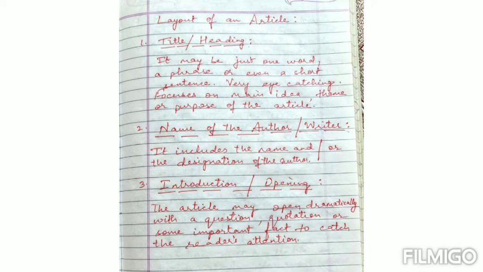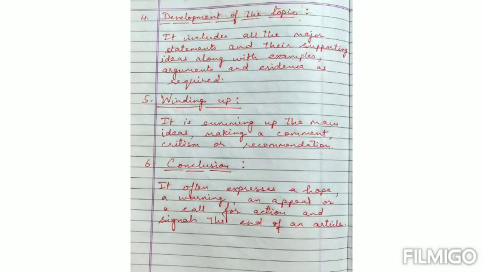The article may open dramatically with a question, quotation or some important fact to catch the reader's attention. Means the opening of the article should be direct. It should directly focus on the topic of the article. After that comes the development of the topic. It includes all the major statements and their supporting ideas along with examples, arguments and evidence as required.